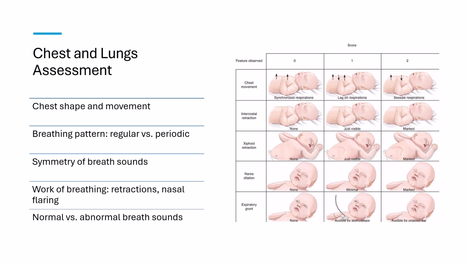Chest and lungs assessment involves evaluating chest shape and movement. Noting barrel chest suggests air trapping, or pectus excavatum. Observe breathing pattern. Regular versus periodic breathing. Normal pauses under 20 seconds. Check for symmetry of breath sounds. Asymmetry suggests pneumothorax or other pathology.